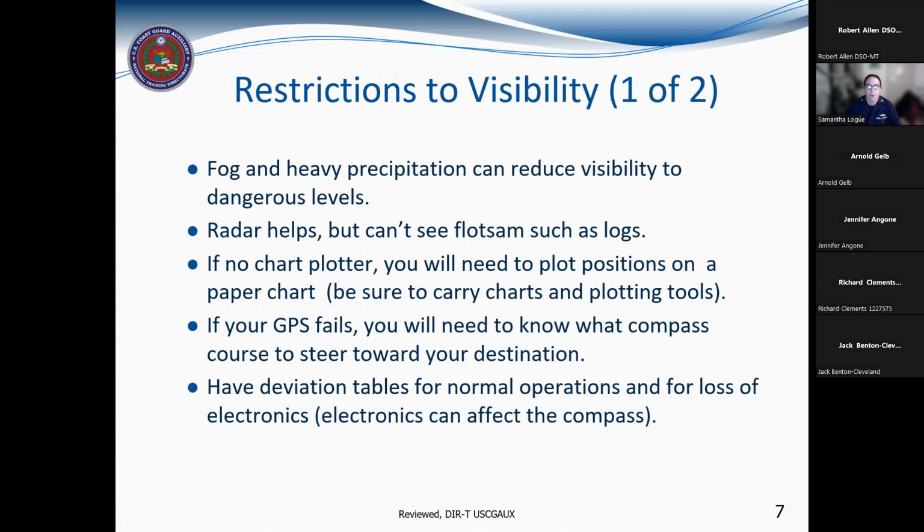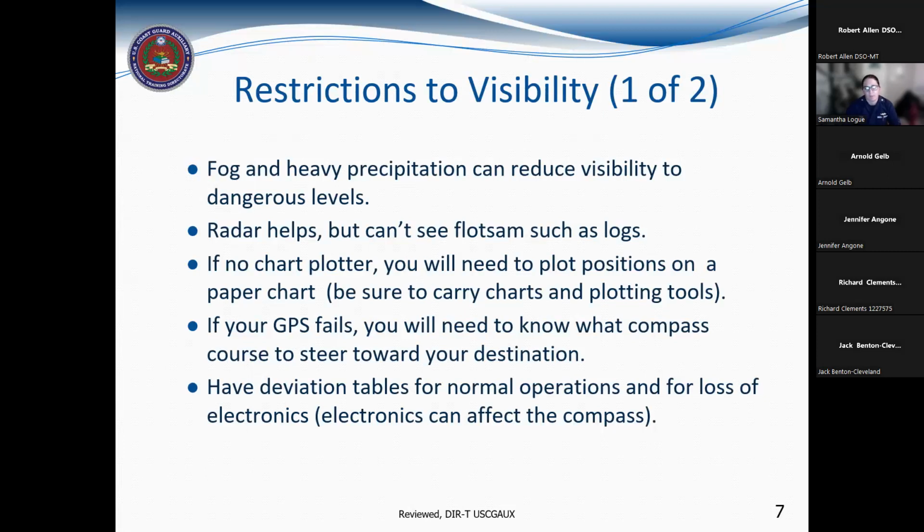If no one is a chart plotter, you will need to plot your positions on paper. Even active duty Coast Guard uses both paper charting and electronic charting. There's a saying that one is none and two is one. I like that and I agree with it, because if something fails, you need to have a backup.